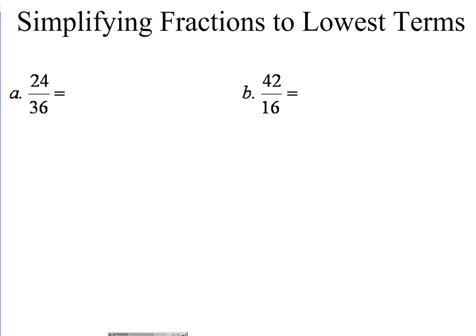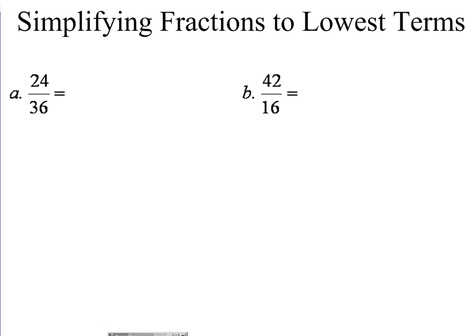Simplifying fractions. 24 over 36. When you simplify by hand, you are asking the question, what number divides evenly into both the numerator and the denominator? And you want to pick the biggest one possible. That's going to simplify it the quickest. If you pick smaller ones, you can still get there. You just need to keep going until there's nothing else that can be done.